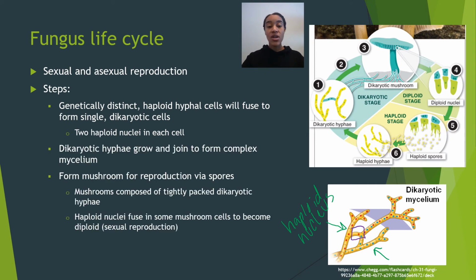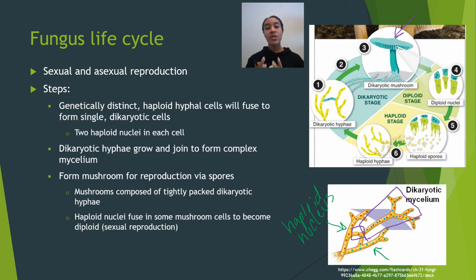So this dikaryotic cell will elongate to form a mycelium that's also dikaryotic. So every cell in the mycelium has two haploid nuclei. And then basically the mycelium will continue to grow and grow and grow, reproduce and spread. And then once the fungus is ready, it will form a fruiting body structure like a mushroom.